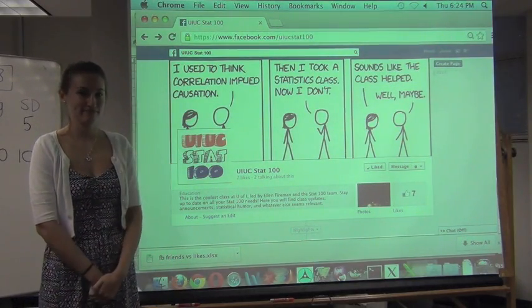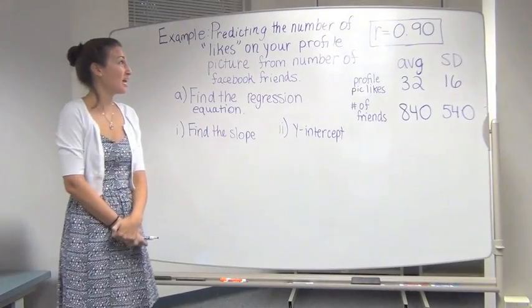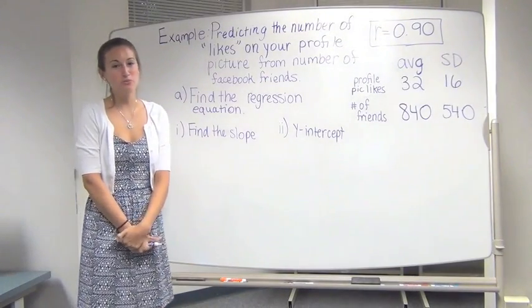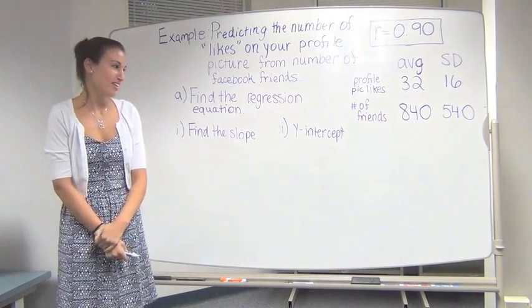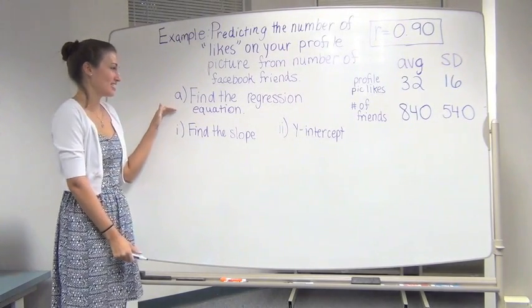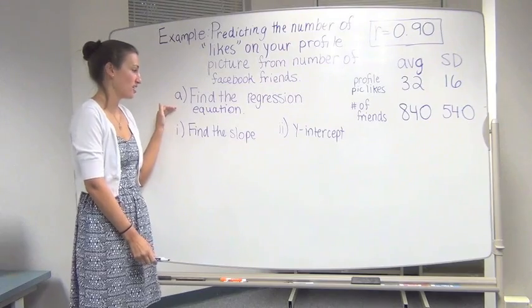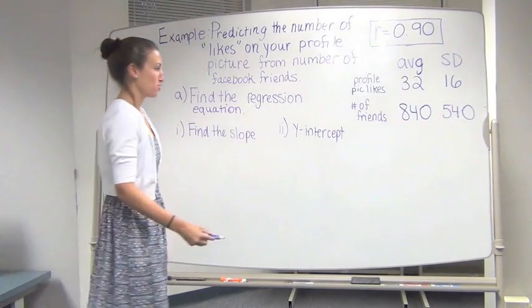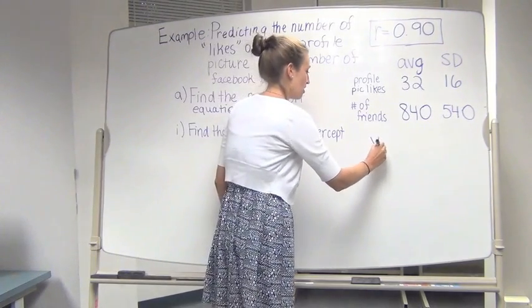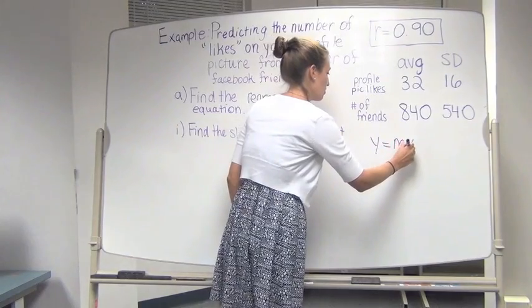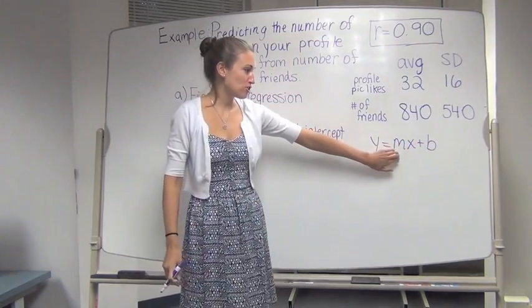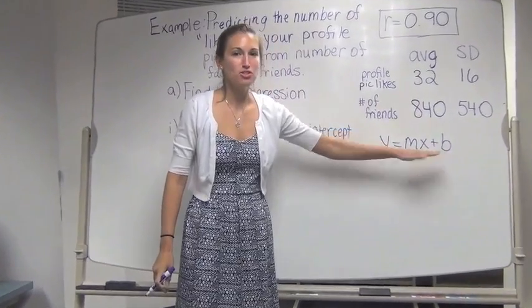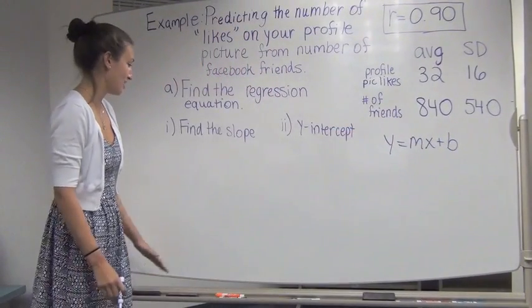So again, here we're looking at predicting the number of likes on your profile picture from the number of Facebook friends that you have. And for part A, this is asking us to find the regression equation. Now, we said before that the regression equation is going to be in slope-intercept form. So it's going to look like this: y equals mx plus b, where m is our slope and b is our y-intercept. So those are the two things that we need to find.